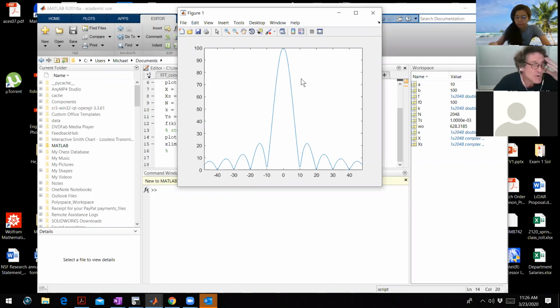And you're going to have some homework on that. But I'll tell you one thing you're going to see. This second peak right here is 13.56 dB below this point. And there's a way we can get it a whole lot less with windowing, and that's coming up.